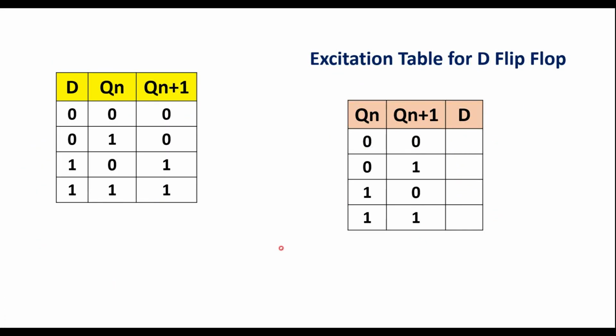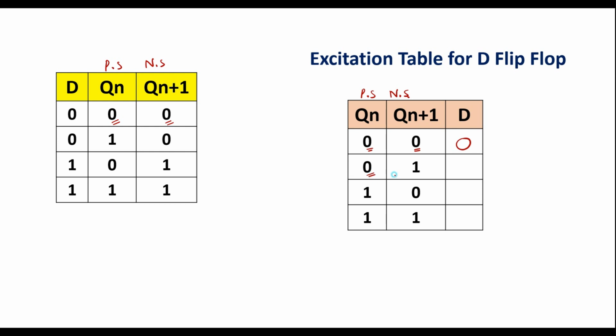Now let me derive the excitation table for D flip-flop from truth table. This is the truth table of D flip-flop. This is present state. This is next state. Similarly, here this is present state and this is next state. So the present state is 0, next state is 0. So here in truth table, we can find present state is 0, next state is 0. The corresponding input is D equal to 0. So here D must be 0.